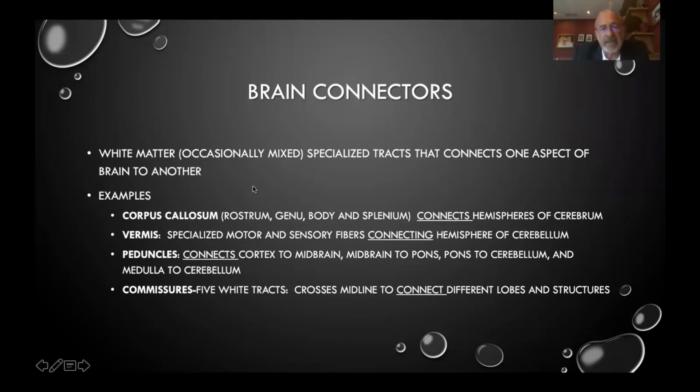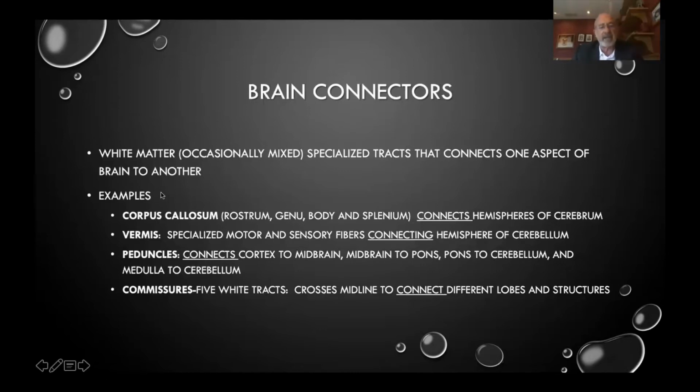A couple of the key structures that allow for those connections would be one that links both hemispheres of the cerebrum, called the corpus callosum. And we're going to break it into subsets when we get into identifying specific anatomy. Again, the corpus callosum will be one of those key connectors that connects the hemispheres of the cerebrum together.